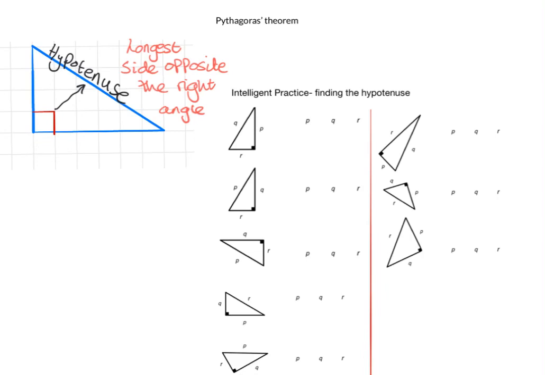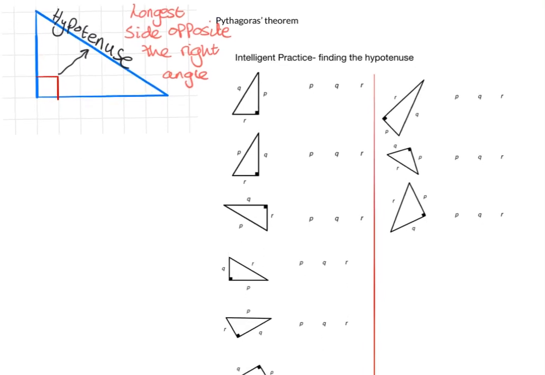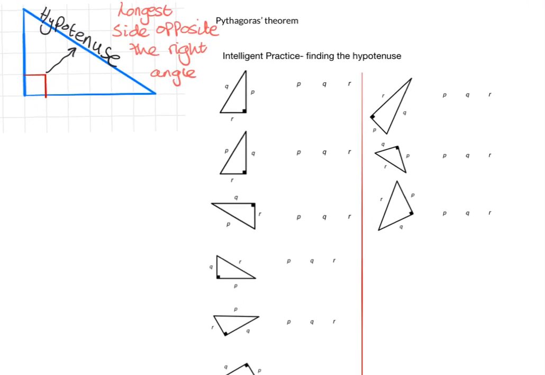Okay, let's have a look, see if you managed to get those ones right then. So looking at the first question here, I can see that the hypotenuse is the longest side opposite the right angle, so you should have got Q. On the next one, hypotenuse longest side opposite the right angle, so it's P. On this one, longest side opposite the right angle, P again. On this one, longest side opposite the right angle is R.